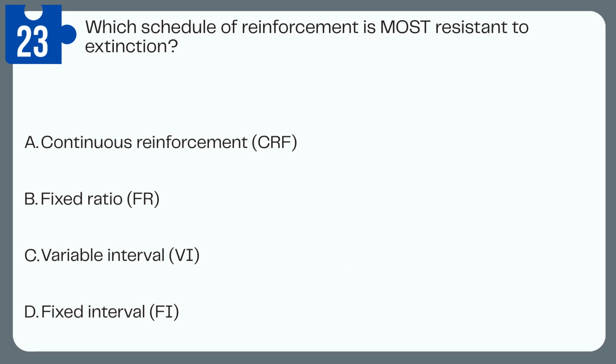Question 23. Which schedule of reinforcement is most resistant to extinction? A. Continuous reinforcement, CRF. B. Fixed ratio, FR. C. Variable interval, VI. D. Fixed interval, FI.